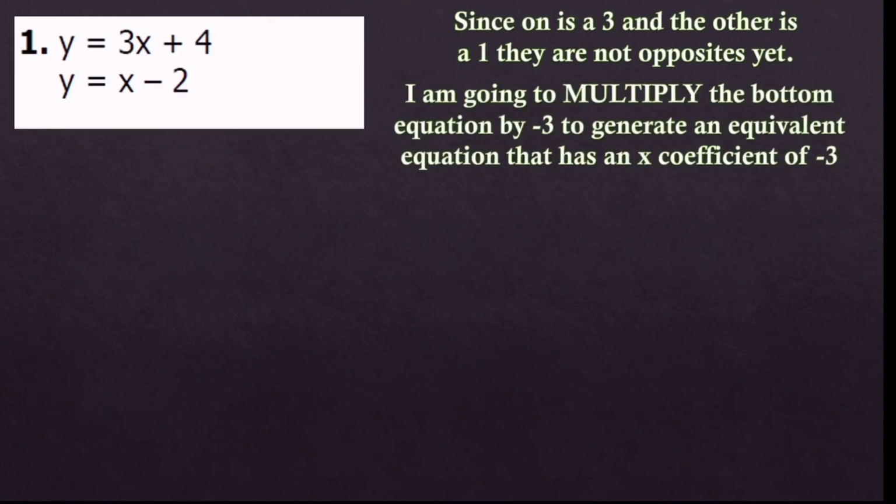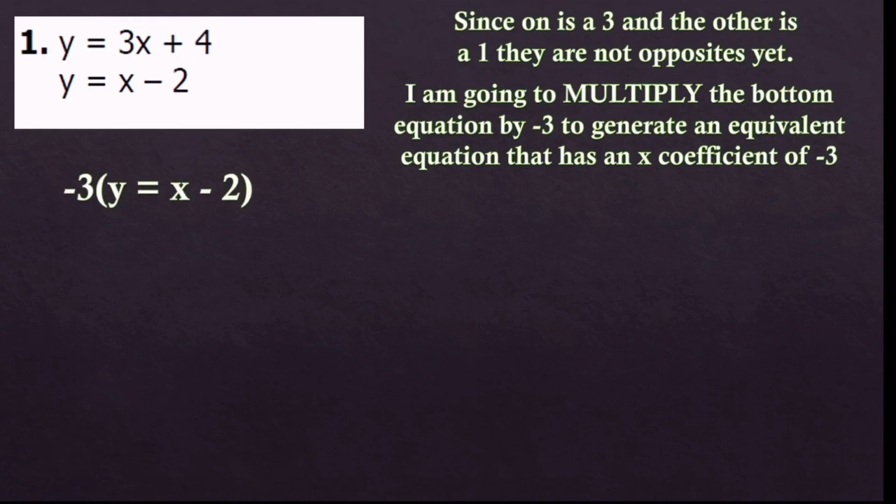I'm going to multiply the bottom equation by -3. Why -3? Well, the whole point is that I create an equivalent equation where the coefficient of x is the opposite of the other one. Since my first equation was a positive 3x, if I multiply everything on the bottom by -3, I now have opposite coefficients. So let's go see what that looks like.